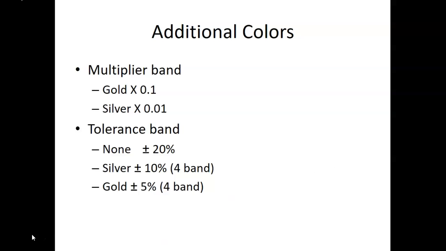So you have a multiplier band of gold or silver. That's -1 or -2, 10 to the negative 1 or 10 to the negative 2. Far easier way to remember it.